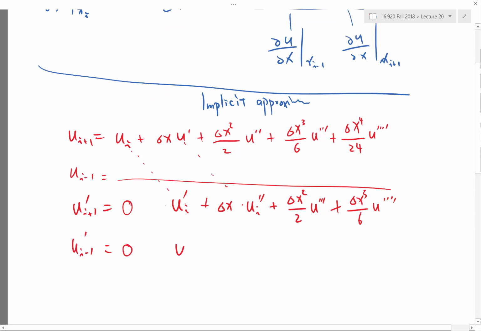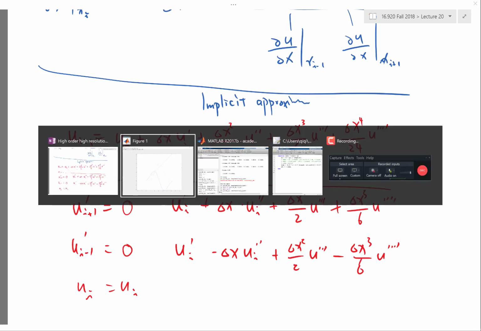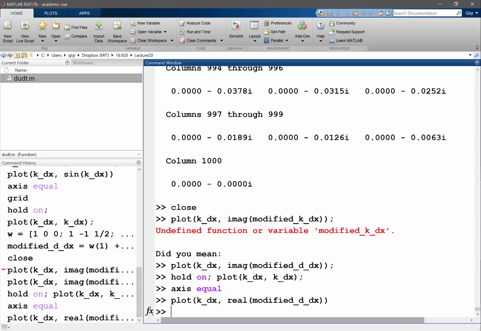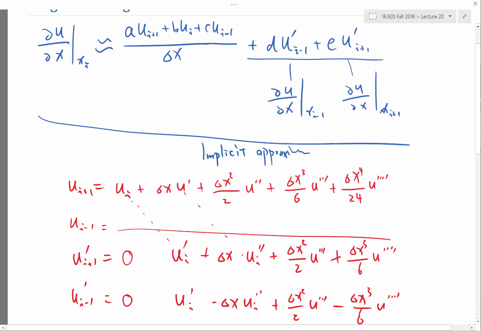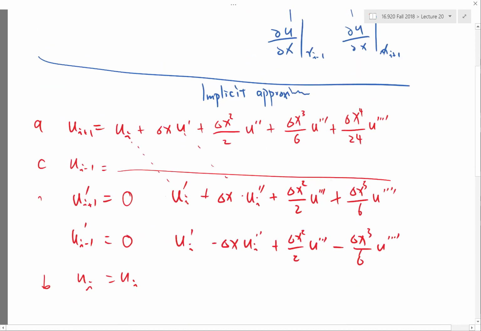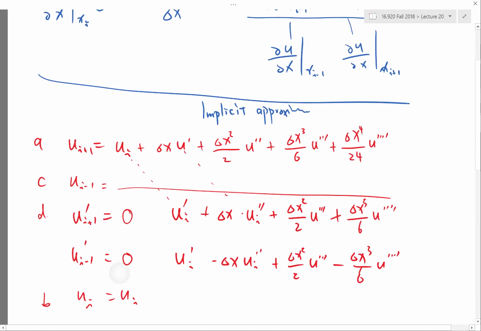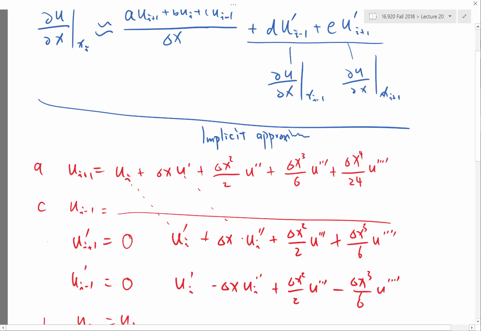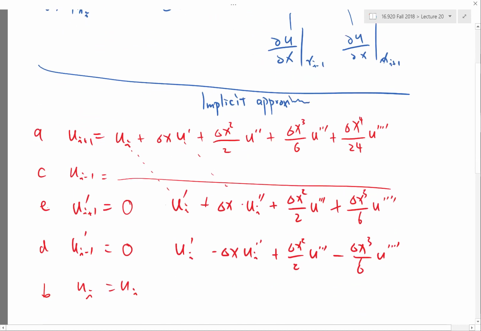ui minus 1 prime is the same, with alternating plus and minus signs. And finally, I have ui equal to ui. So let's plug these 5 terms into MATLAB and figure out what the coefficients should be. So let's have the terms in order: this is A, this is B, this is C, this is D, this is E. Okay, let's follow the order.